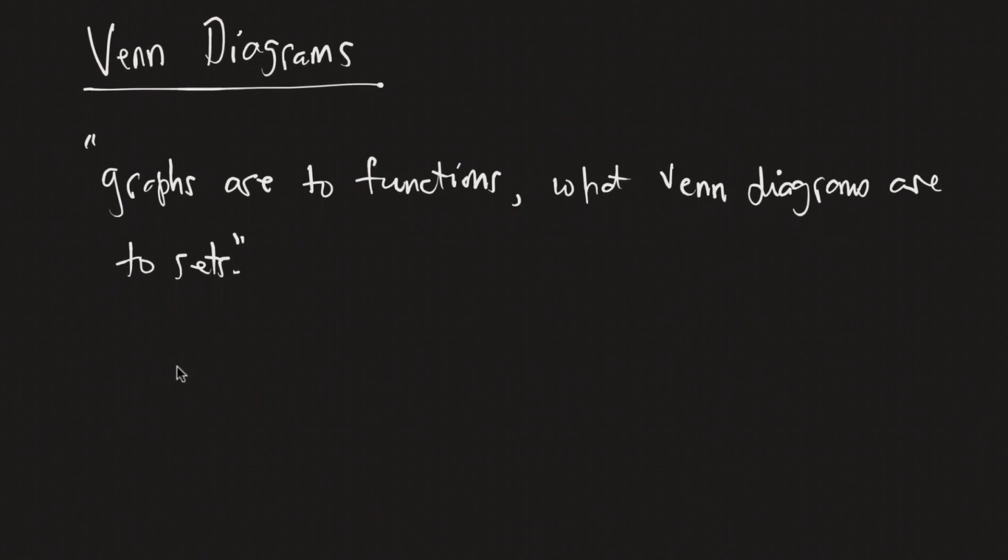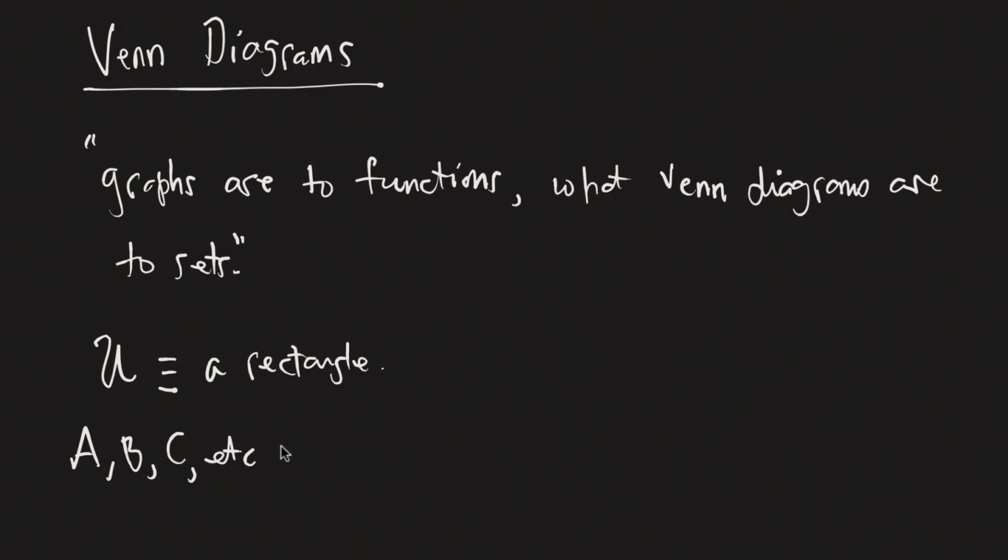So basically, the universe, our universal set, tends to be represented, I'm just using these three lines to say "represented by", by a rectangle, right? And then our sets, like A, B, C, etc., our sets in our universe, are represented by circles, right?